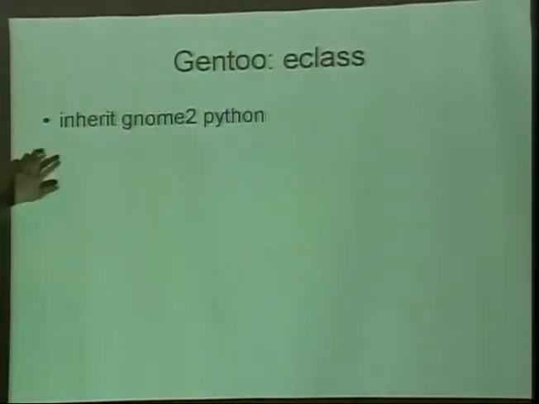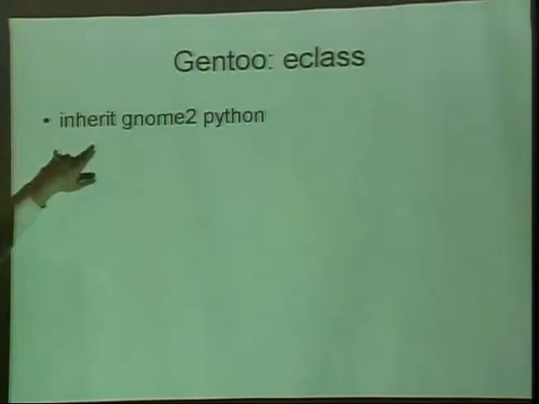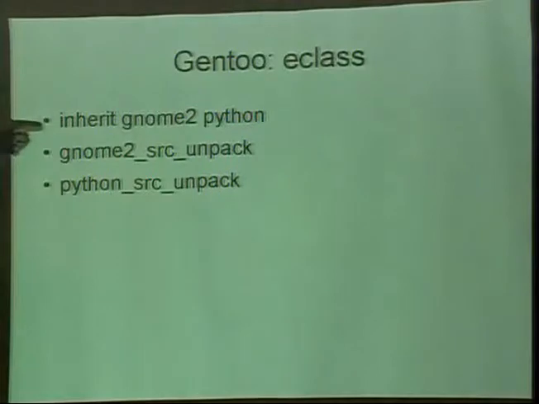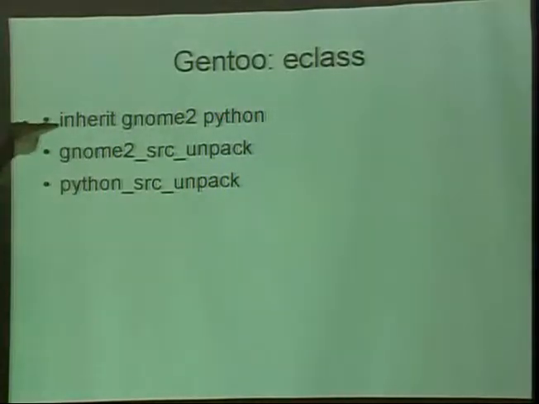So E-classes, the way it does it is it has a special function called inherit, and then these are the names of E-classes. And then you can say, oh, I want to inherit from GNOME 2 and Python, for example. And what that does is, into your shell script, it will import these two functions from the E-classes into the namespace. So then after you do that, you get GNOME 2 source unpack and Python source unpack. For example, GNOME 2 source unpack will have information that says, oh, get GNOME from http://gnome.org or whatever. And then Python does its own things too.